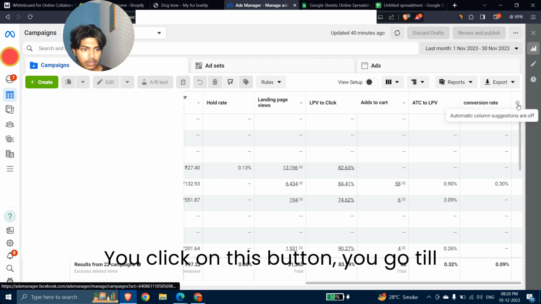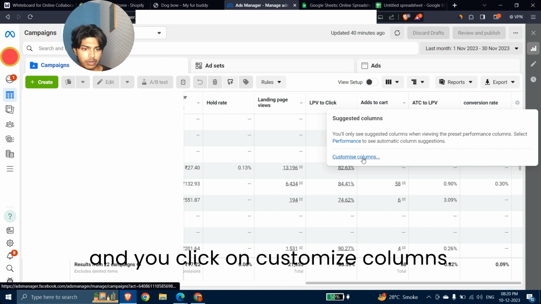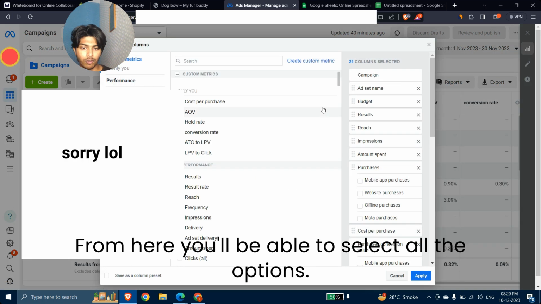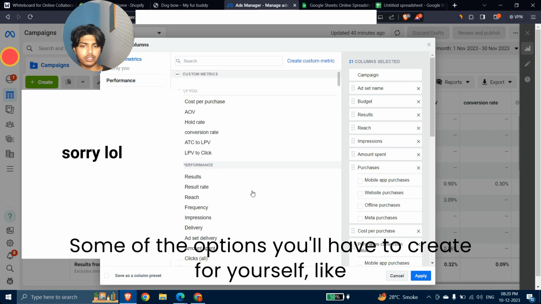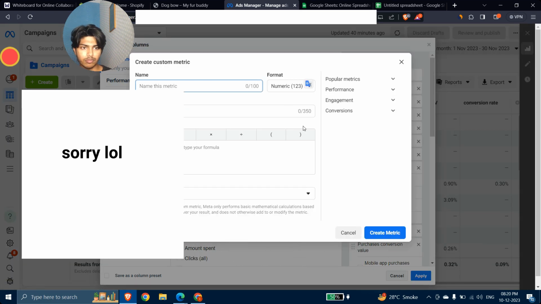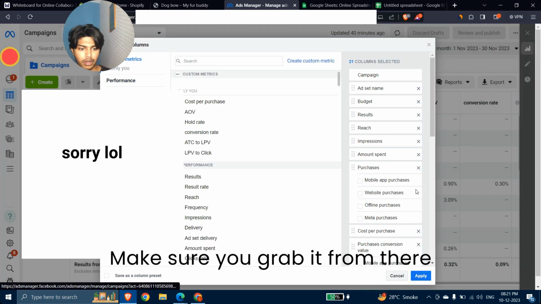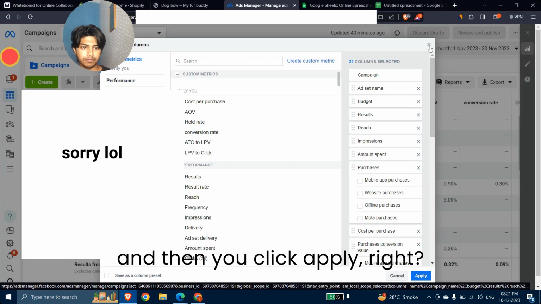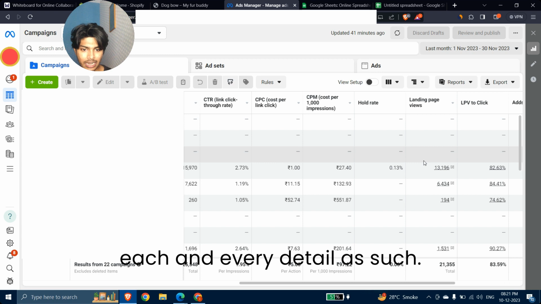You click on this button, you go till the end, you click on the plus button, and you click on customize columns. From here, you'll be able to select all the options. Some of the options you'll have to create for yourself by creating a custom metric. Formulas are already in the cheat sheet. Make sure you grab it from there, and then you click apply.